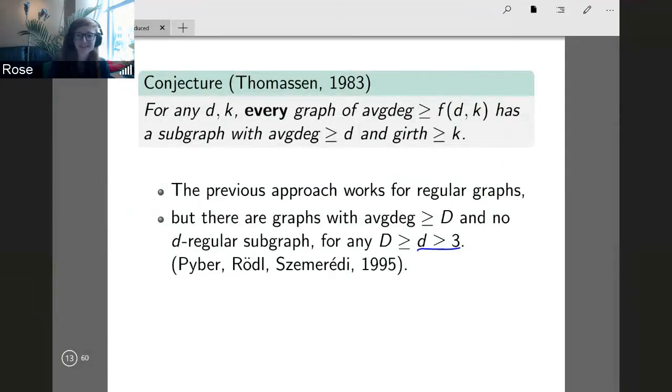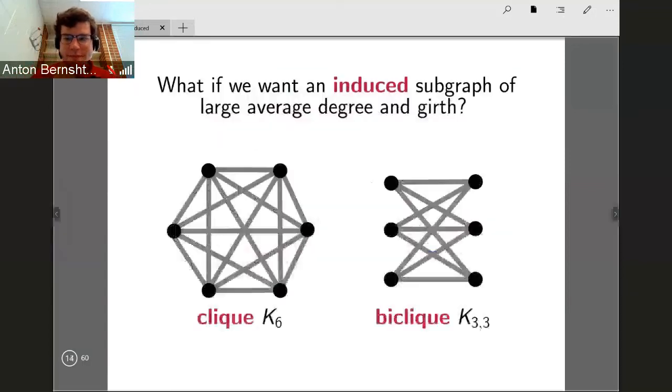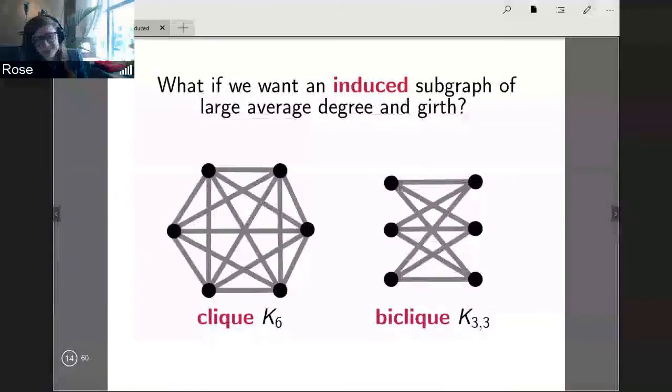Yeah, Anton? Rose, there is a question. I don't know if you can see the chat. Can you? Yes. Should this be induced or not? We're going to talk about that. I think that's the next slide. So thank you for the question.